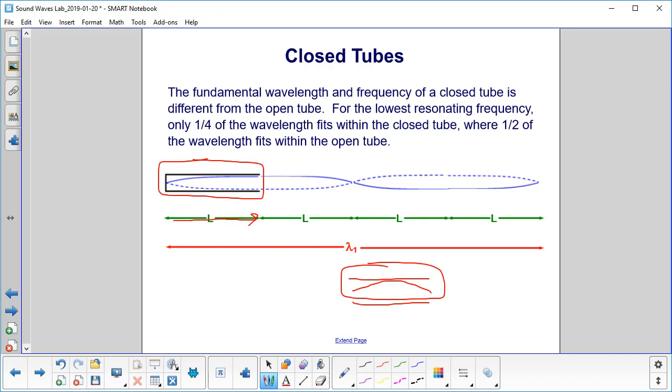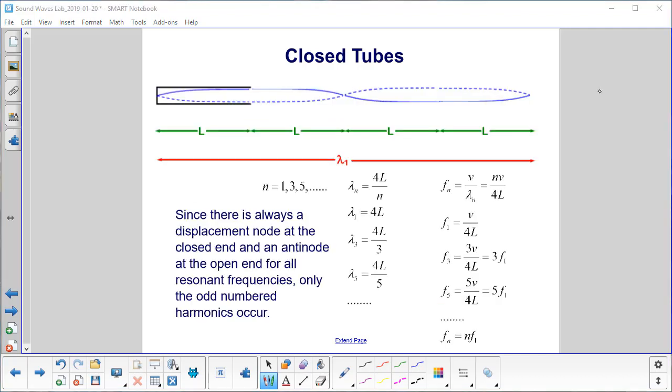Here's the length of the tube, and then we've sketched it out so you can see the full wavelength here from the closed tube, and only 1/4 of it fits within the tube. Another difference between the open and closed tubes is for the open tube, we could have n is equal to 1, 2, 3, etc., all the integers. For the closed tube, because of the requirement to have a displacement node at the closed end and an antinode at the open end for all resonant frequencies, we only get the odd numbered harmonics.